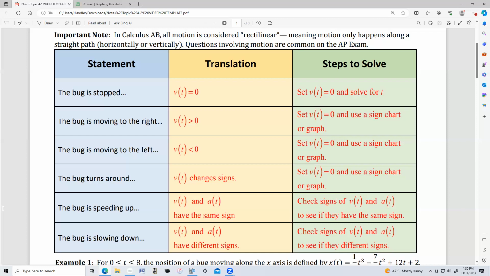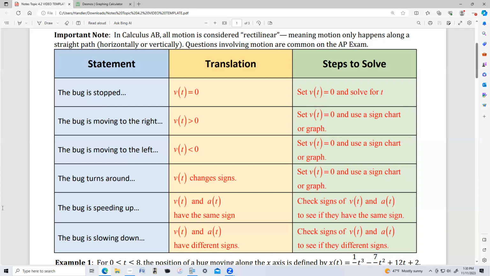We defined moving to the left, or motion to the left, as when the velocity is negative. So negative velocity implies that you're moving to the left, or possibly down if it's vertical motion. And again, you do the same thing: you set the velocity equal to 0 and use a sign chart or graph, as we will see.